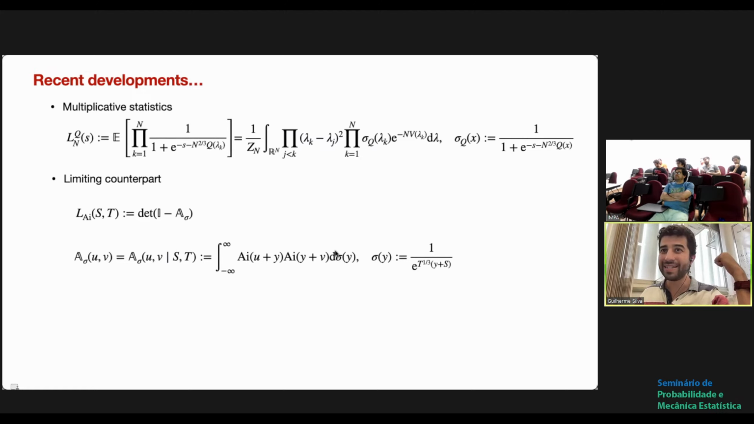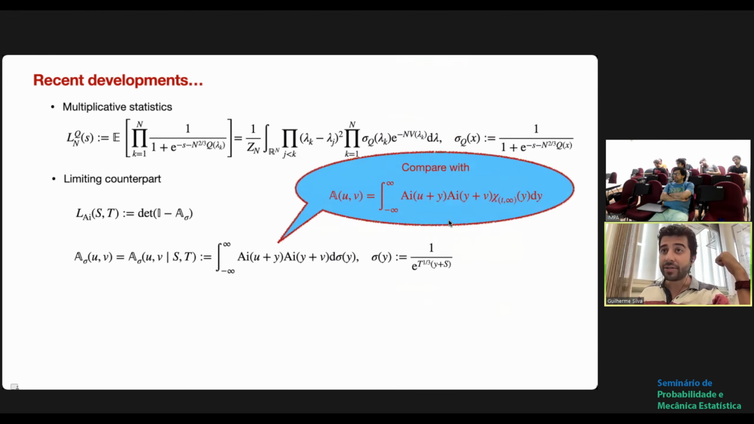But on the previous slide, instead of the sigma, what I had was a characteristic function. So in the previous slide, when I talked about the Tracy-Widom distribution, the Tracy-Widom distribution is precisely this Airy determinant when I replace sigma by a certain characteristic function. And now I'm extending this to a more general symbol function. What I plan to do is to convince you why we care about this kind of quantity.